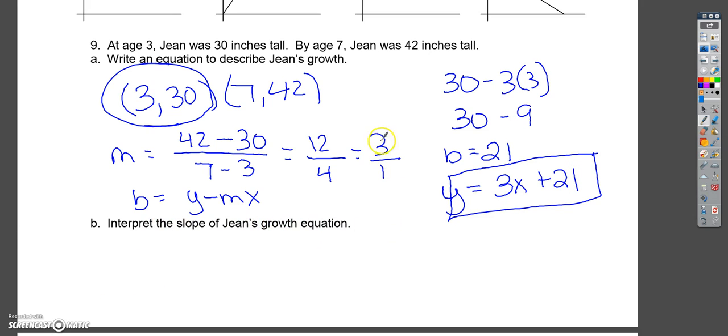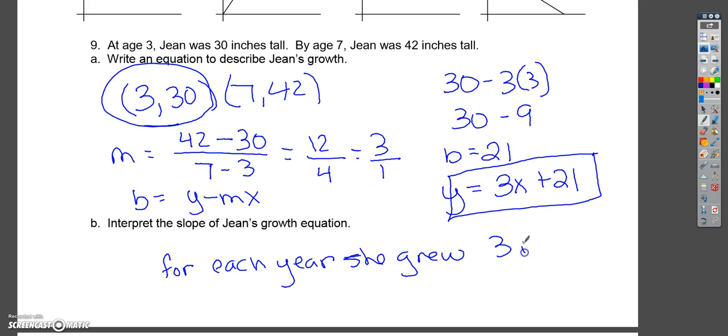Interpret the slope of Jean's growth. We already did that. Which would be for each year she grew 3 inches.